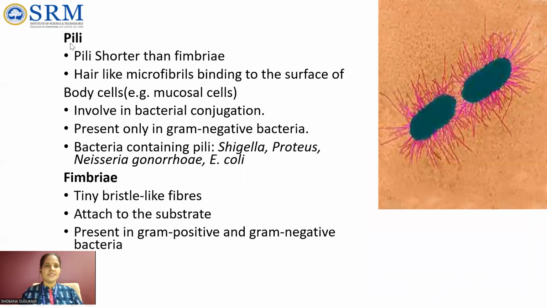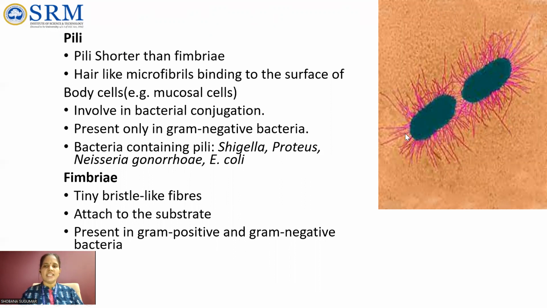Then the next external structure is pili. Here we can see small projections surrounding the bacteria. The pili are longer than fimbriae. Pili are hair-like microfibrils binding to the surface of body cells, for example, mucosal cells.